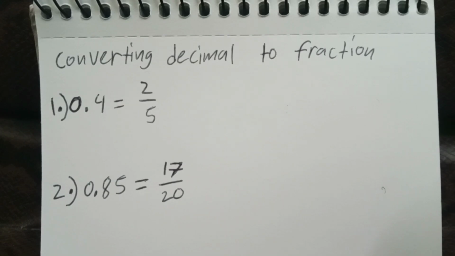And now for our third topic, which is converting decimal to fractions. This topic is really easy and it's just basic math. All you have to do is input 0.4 in your calculator and press the equal sign, which will give you 2 over 5. And for number 2, you just have to input 0.85 in your calculator and press the equal sign, which will give you 17 over 20.